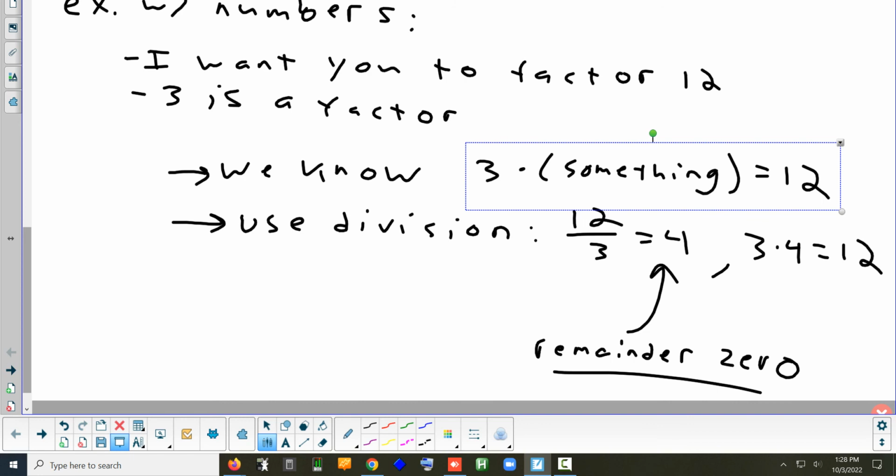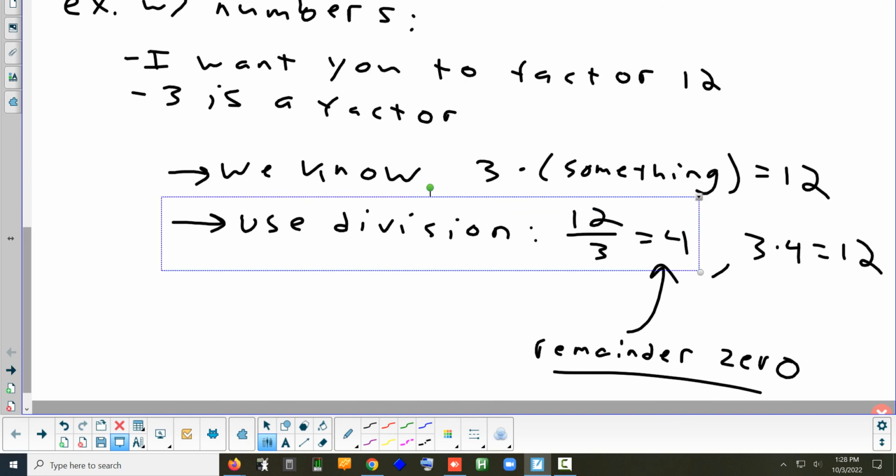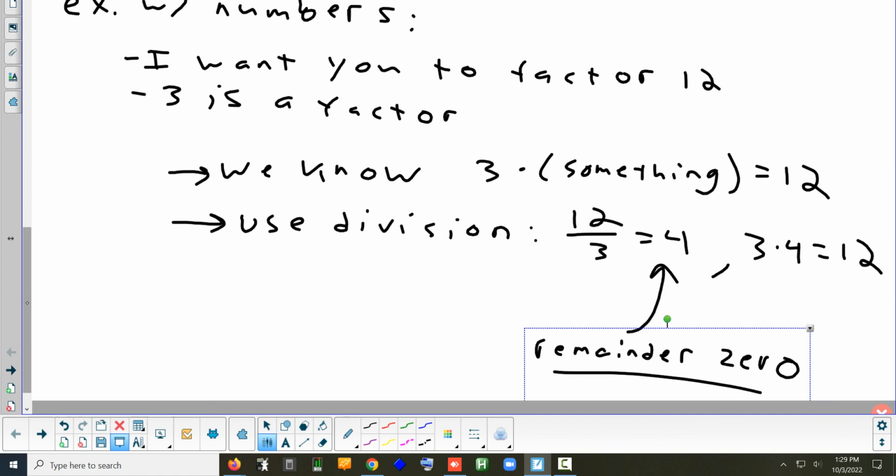If I took the number 5, if I divide 12 by 5, do I get a remainder of 0? I get a remainder of 2. Because I get a remainder that's not 0, that means 5 is not a factor of 12. 5 doesn't divide into 12. So if it does divide in evenly, that means it's a factor, and that means you get a remainder of 0.